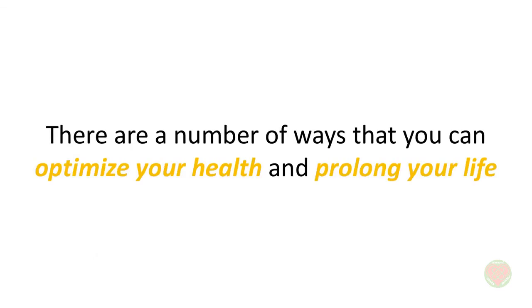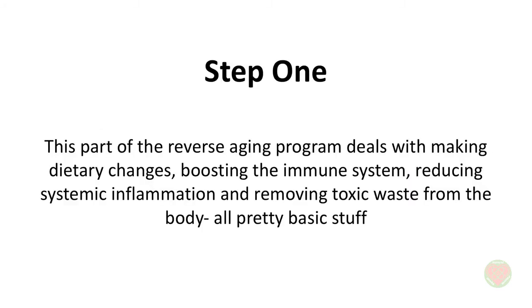There are a number of ways that you can optimize your health and prolong your life. Step 1. This part of the reverse aging program deals with making dietary changes, boosting the immune system, reducing systemic inflammation, and removing toxic waste from the body. All pretty basic stuff. In other words, this part of the damage control is up to you. You are in charge and play an active role in how effectively you can reverse aging. But more about that in later chapters.